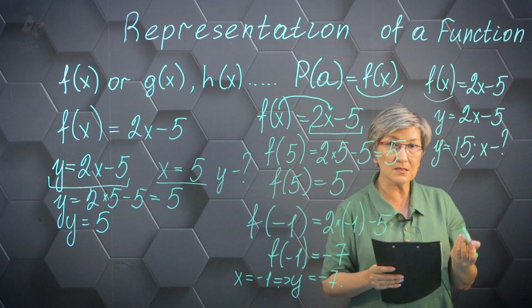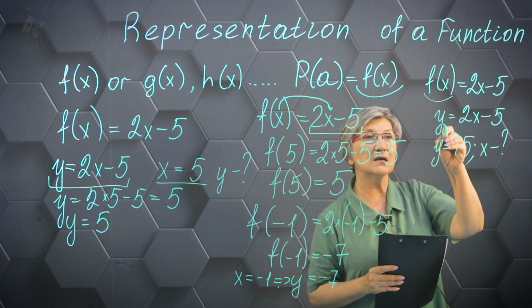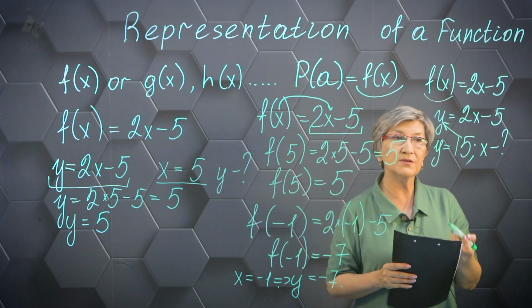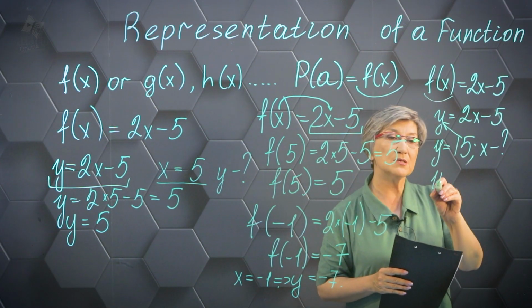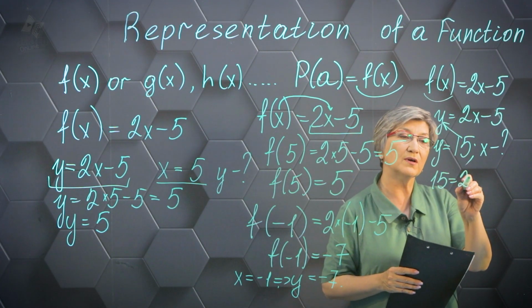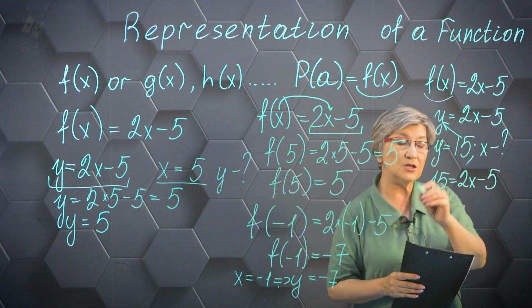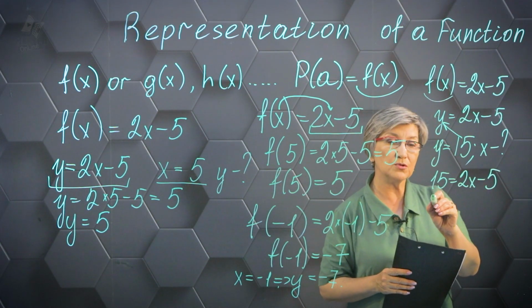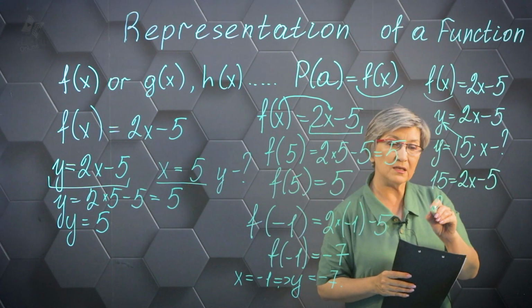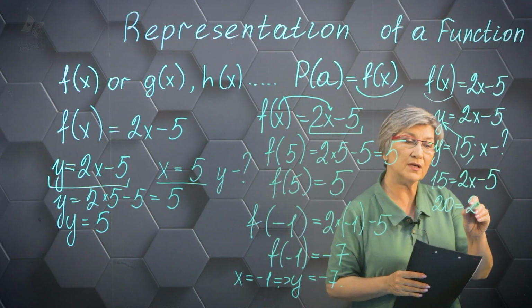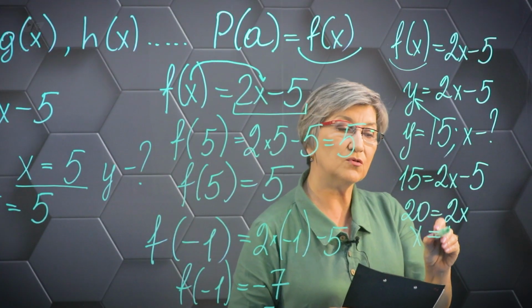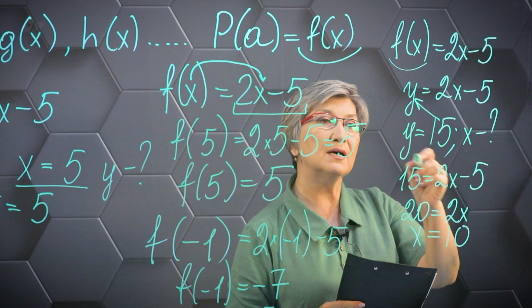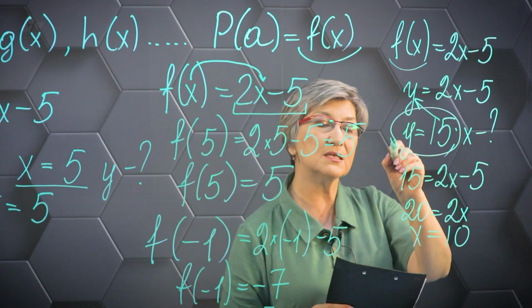How do we do that? Instead of y, we substitute a value equal to 15. As a result, we get 15 equals 2x minus 5. And solving this equation, we get that 15 plus 5 is 20. 20 equals 2x. Hence, x equals 10. When y equals 15, then x equals 10.